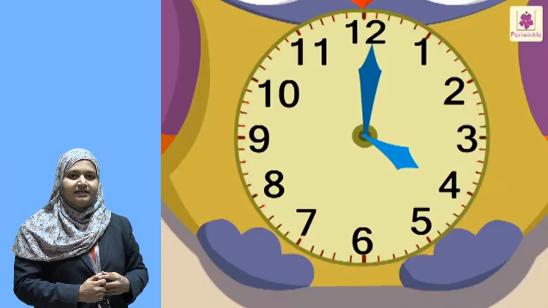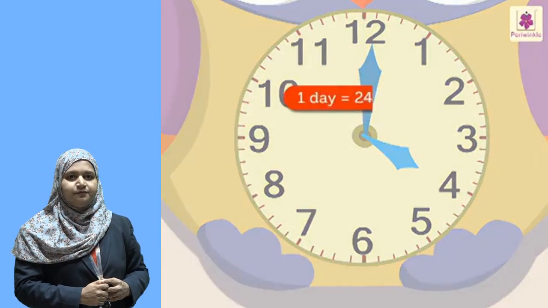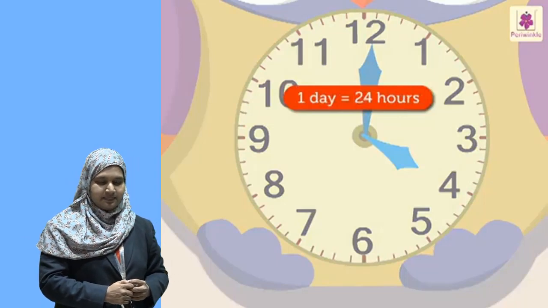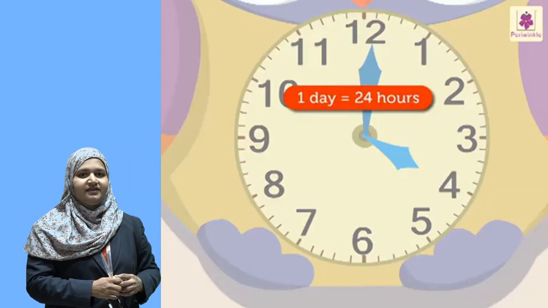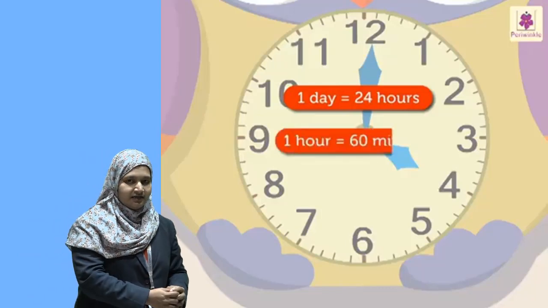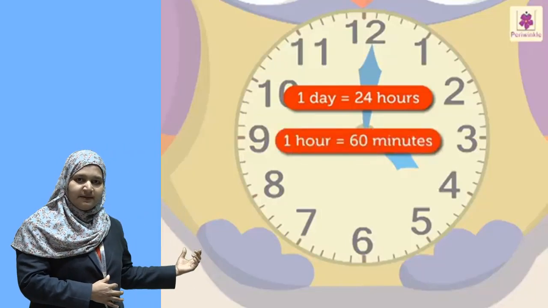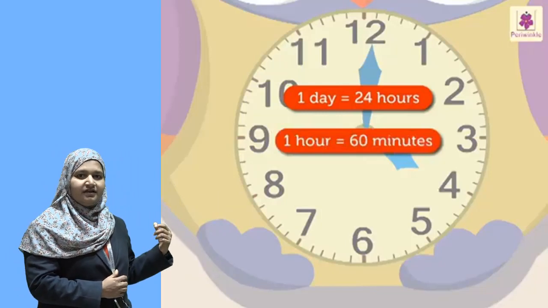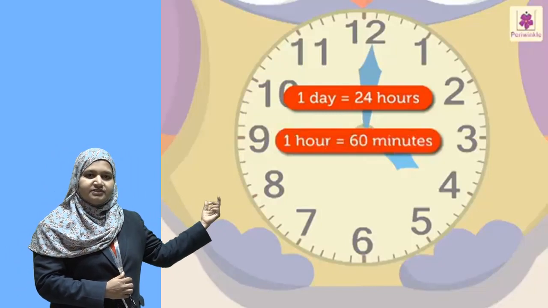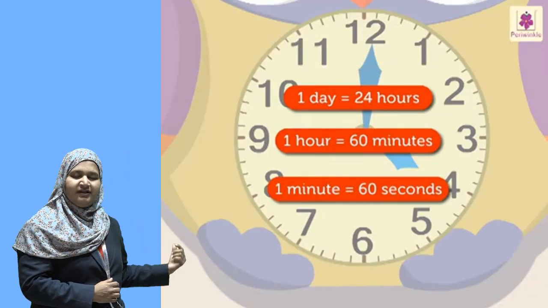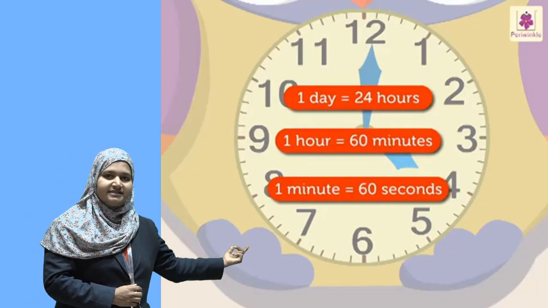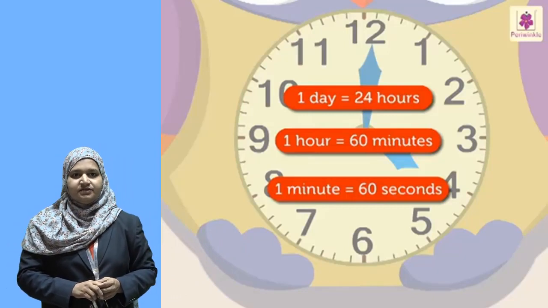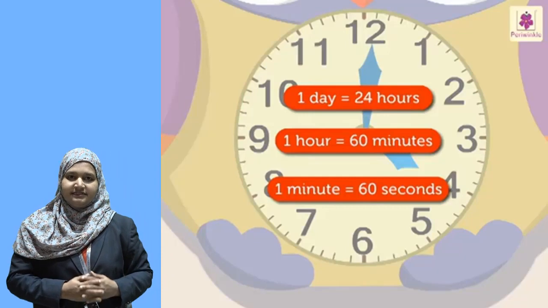So now let us learn a few points which you need to remember whenever you are learning about the time. A day has 24 hours. So there are a few points to remember. 1 day is equal to 24 hours. 1 hour is equal to 60 minutes. 1 minute is equal to 60 seconds. These points you need to remember. It will be helpful to read the times.